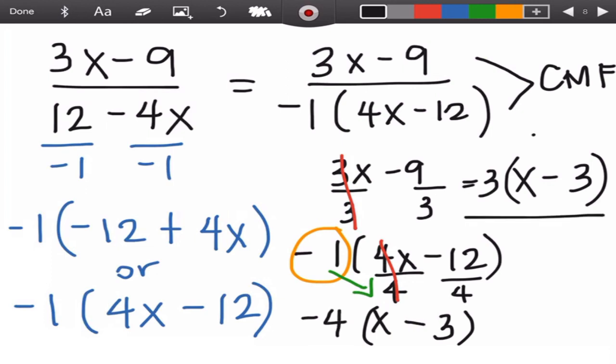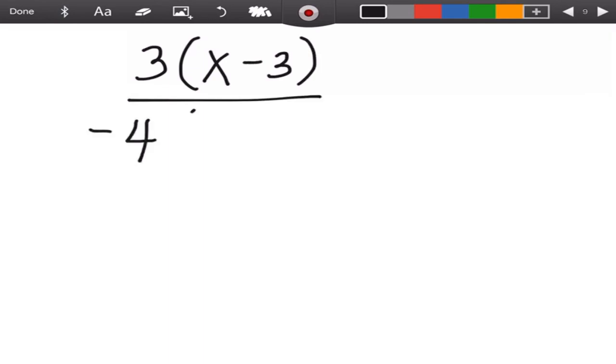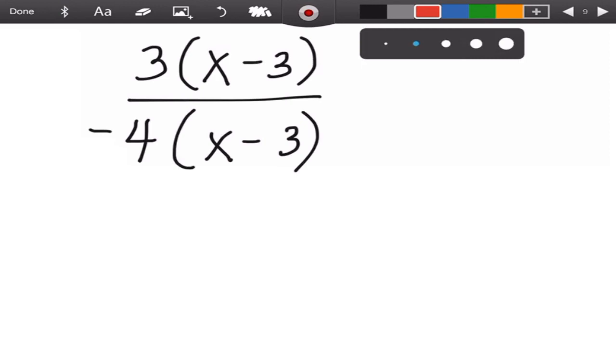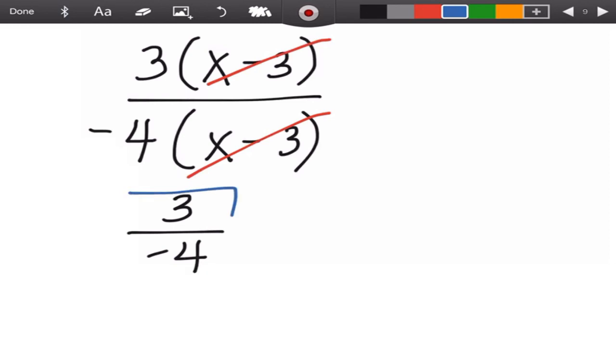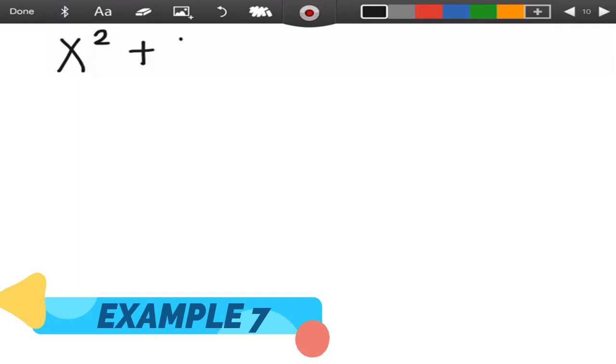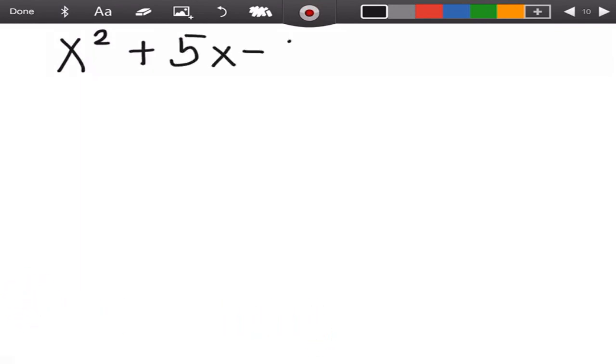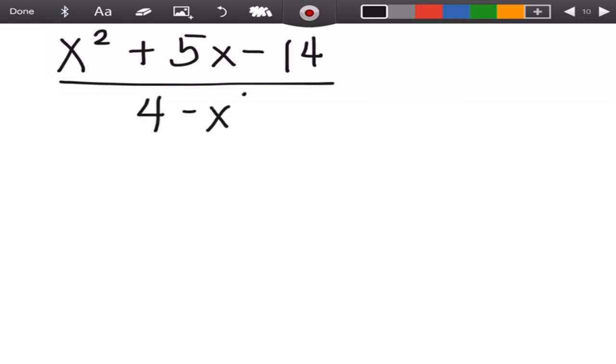And now we can divide the numerator and the denominator. We have 3 times x minus 3 over negative 4 times x minus 3. We will cancel the common factor, which is x minus 3. And then we will write the remaining factors, 3 over negative 4. So this is the final answer. Example, we have x squared plus 5x minus 14 all over 4 minus x squared.